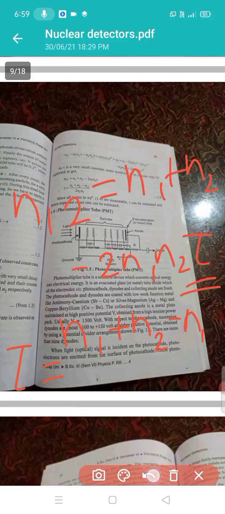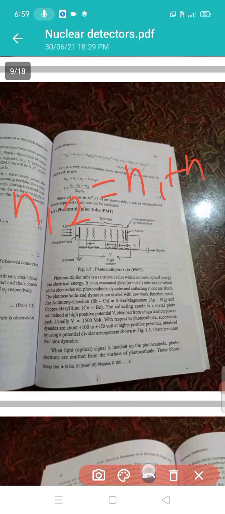I hope you all get it. Please solve the derivation and understand it. It is important regarding your examiner.